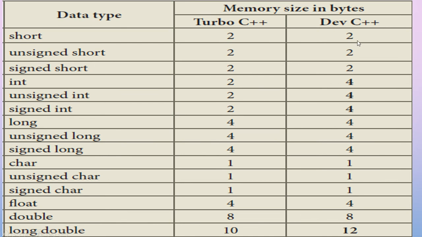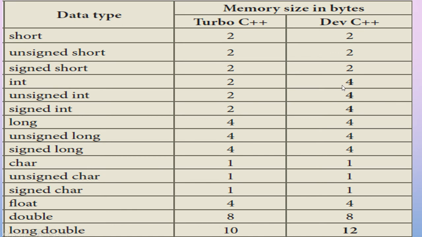Now you are going to do this in Dev C++. The memory size that Turbo C++ stores and the memory size that Dev C++ stores, there is a difference here. In Turbo C++, short, unsigned short, int, all of these are 2 only. In Dev C++, see the memory size of integer, it is 4.